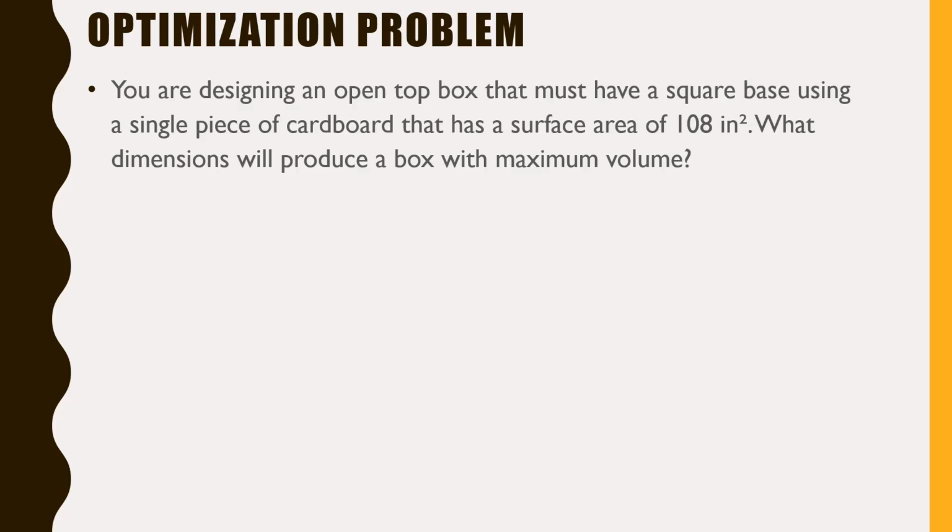We're designing an open top box that must have a square base using a single piece of cardboard that has a surface area of 108 inches squared. What dimensions will produce a box with maximum volume?